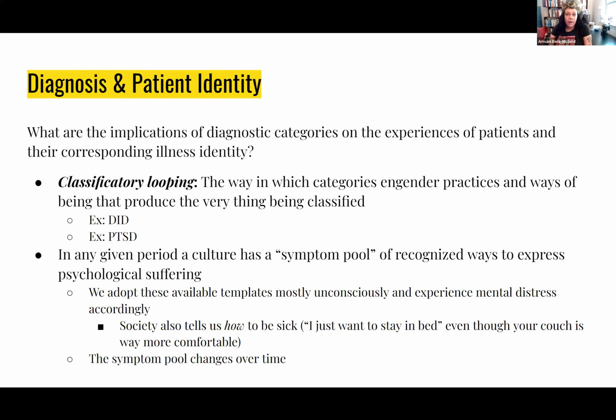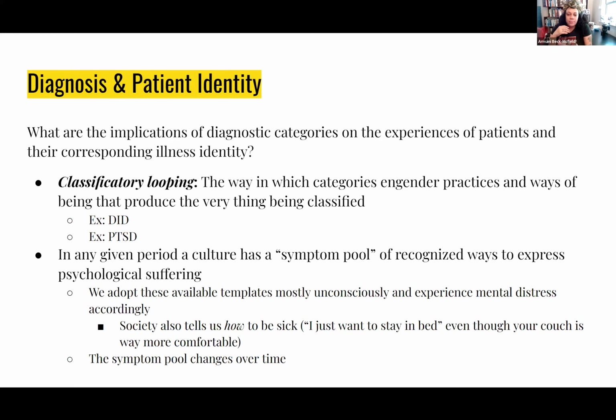If you were in a traumatic car accident and you tell your psychiatrist and they say, oh, well, you'll likely experience some PTSD following that event. That's normal. And now every time you drive, you expect yourself to be on edge. You expect yourself to feel nervous. But had you not been told you have PTSD, you might have just been driving fine. So it's the idea that once you have this disorder, you begin seeing yourself as someone with this disorder, and you kind of start filling in the blanks. And so in any given period, there is a symptom pool of recognized ways to express psychological suffering.